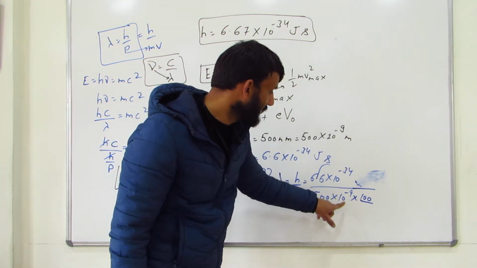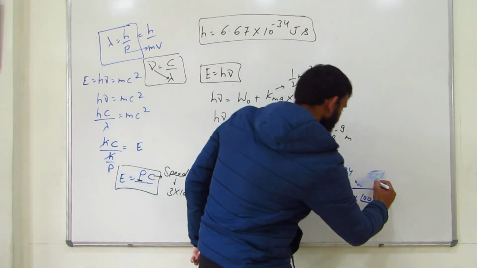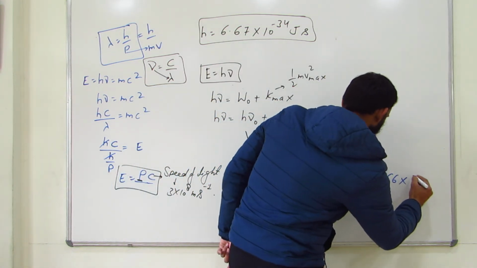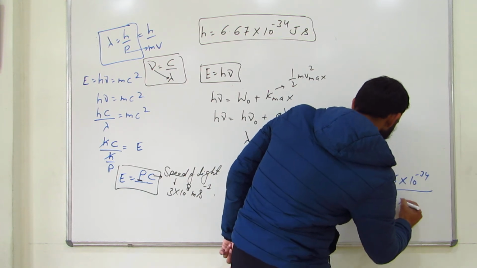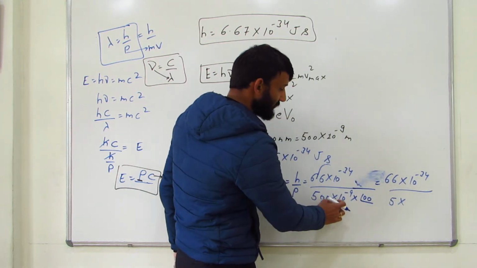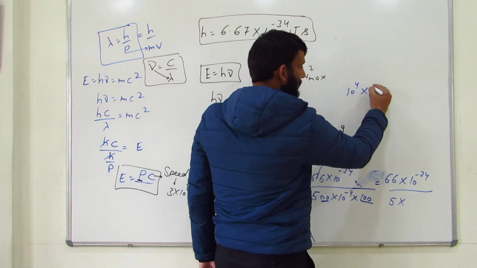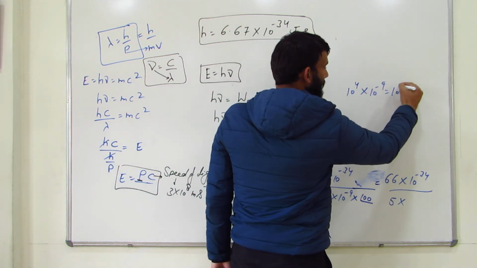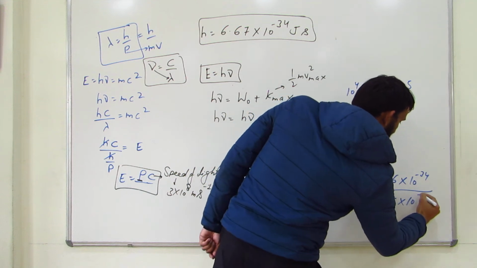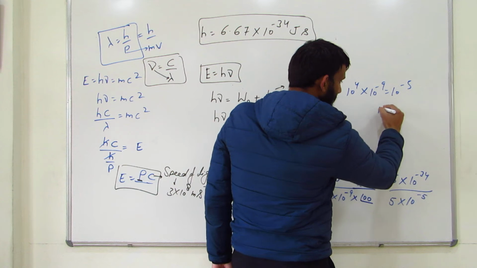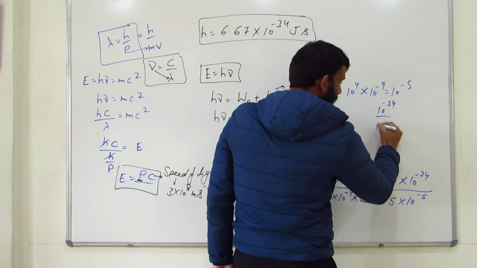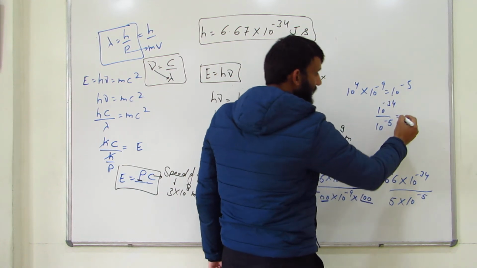10 to the power 4 into 10 to the power minus 9 is 66 into 10 to the power minus 34 upon 5 into 10 to the power 4 into, this is like 10 to the power 4 into 10 to the power minus 9, it will become 10 to the power minus 5. So I write 10 to the power minus 5. When this goes up, they both are in divide. So I am showing you just now to refresh your concepts.